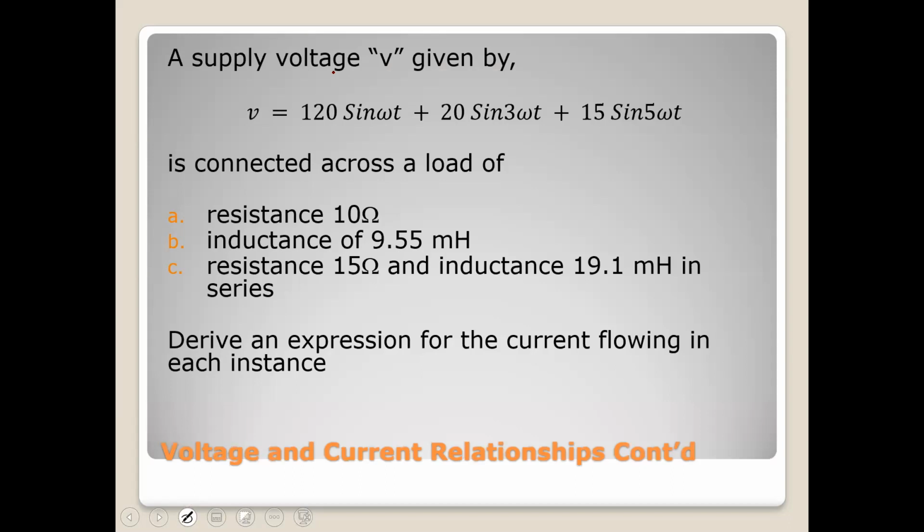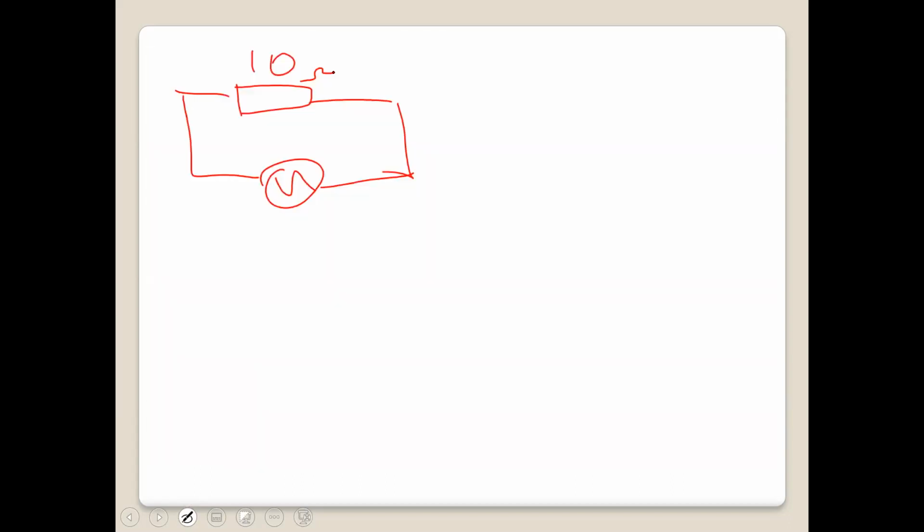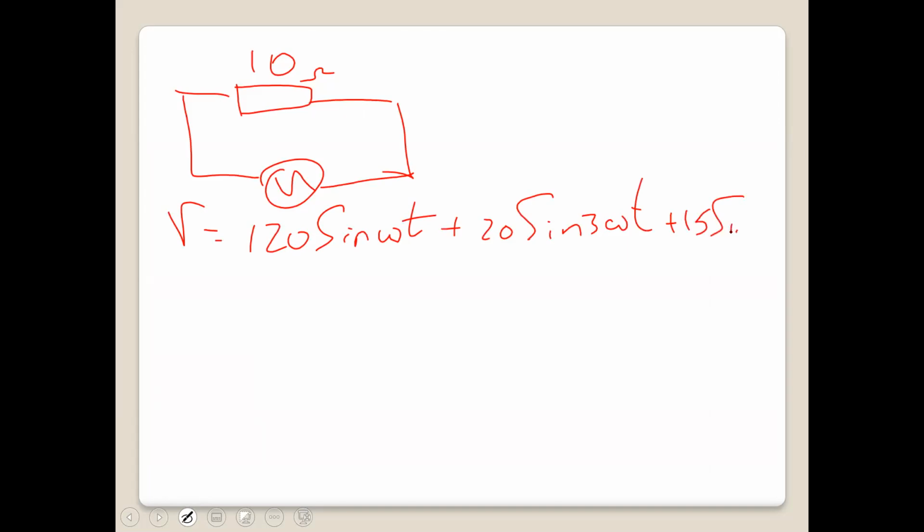All right, so we have 120, 20, 15. So v is equal to 120 sine omega t, 20 sine 3 omega t, and 15 sine 5 omega t. All right.